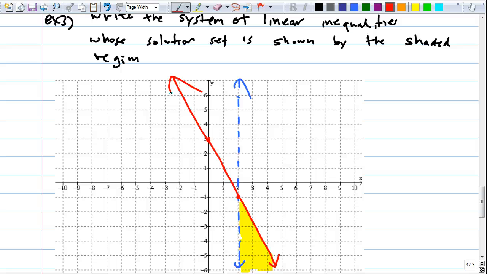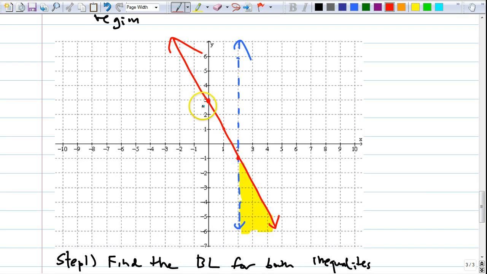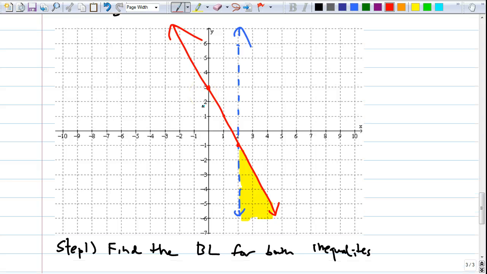I'll give you time. We're kind of doing it backwards now. What do you think? If I want to know which inequalities give us that region as our solution, what do you think we should figure out first? Yeah, the boundary lines. Very good. So do we know how to find the boundary lines? Step one, I'm going to write it down here: find the boundary line for both inequalities. That's not too hard.